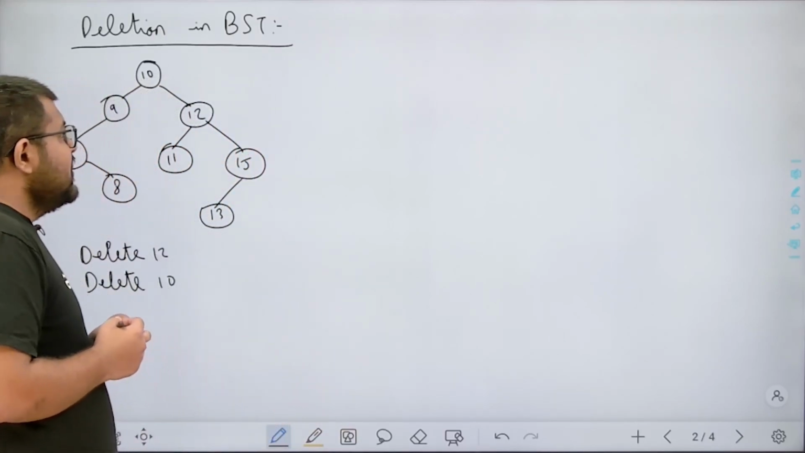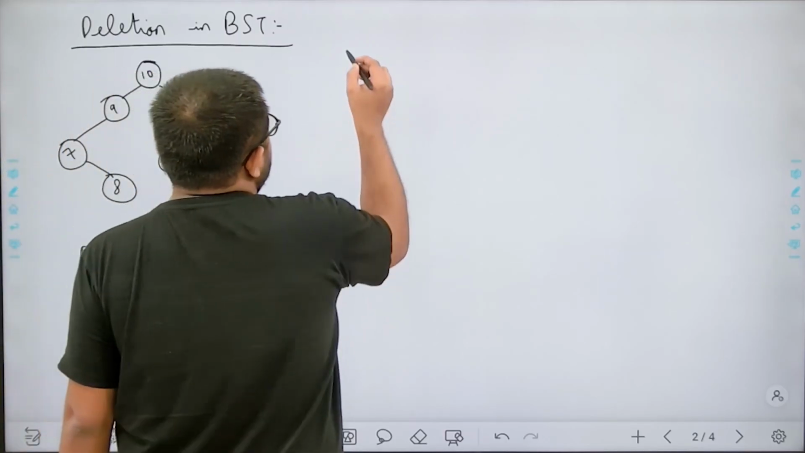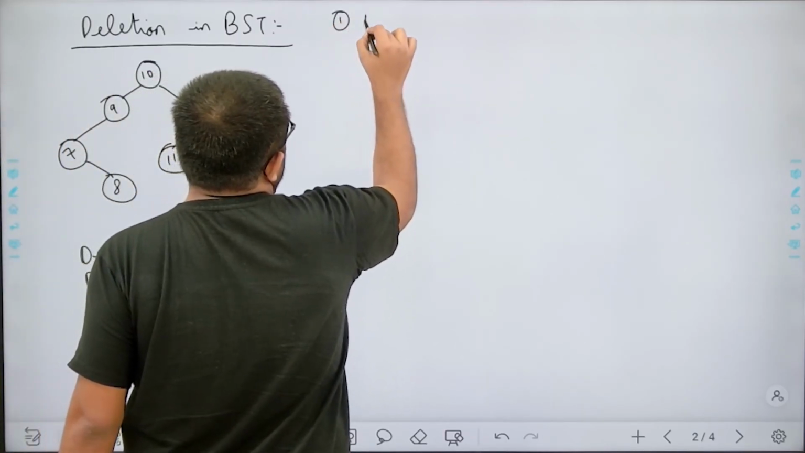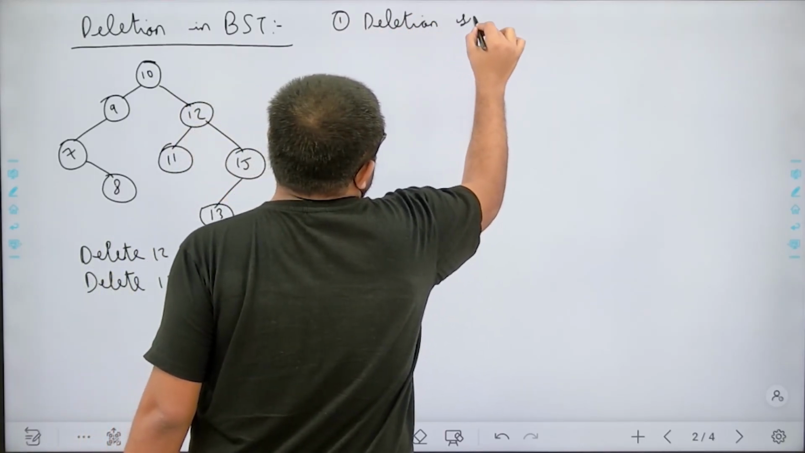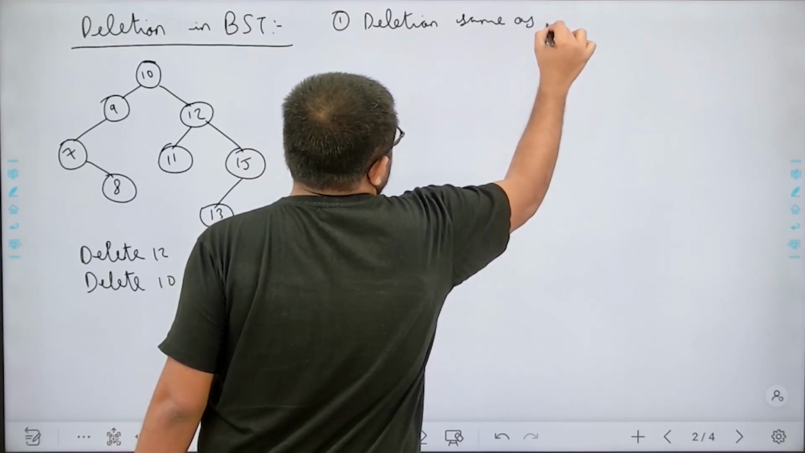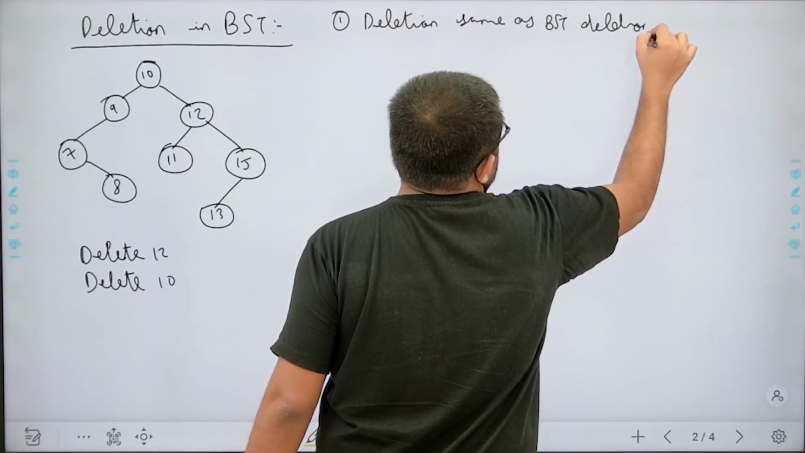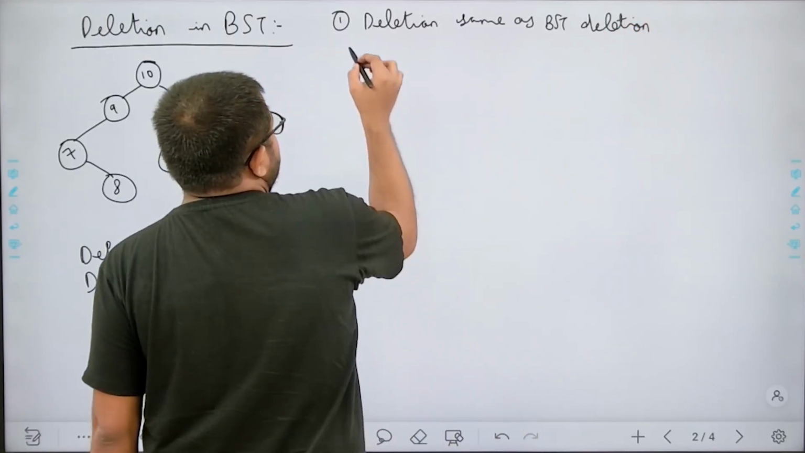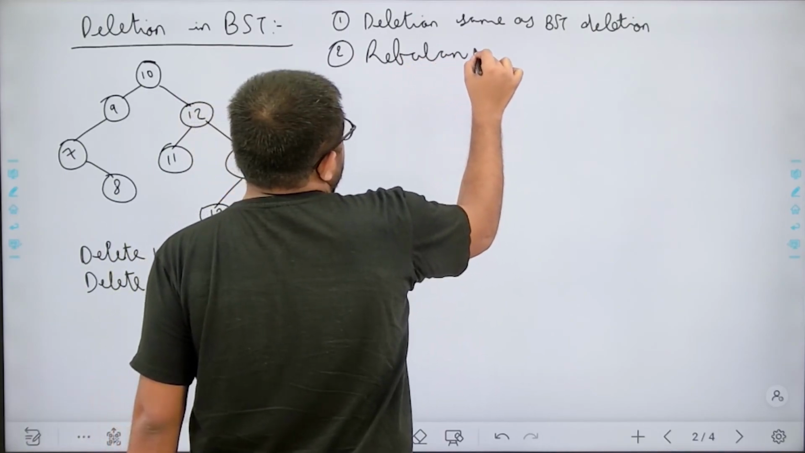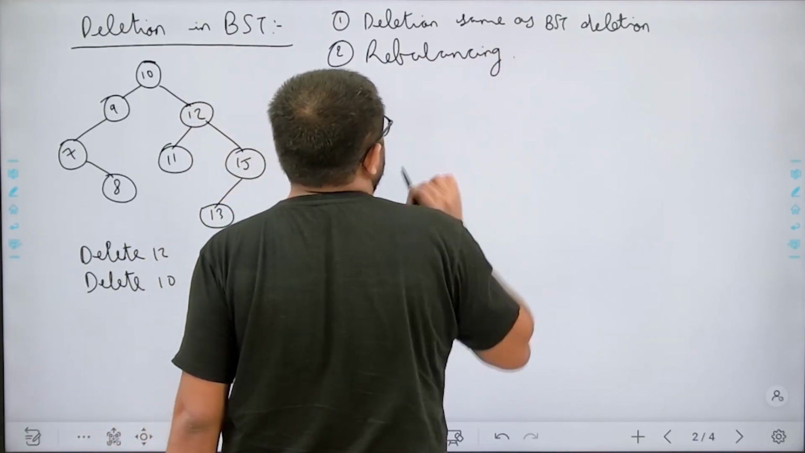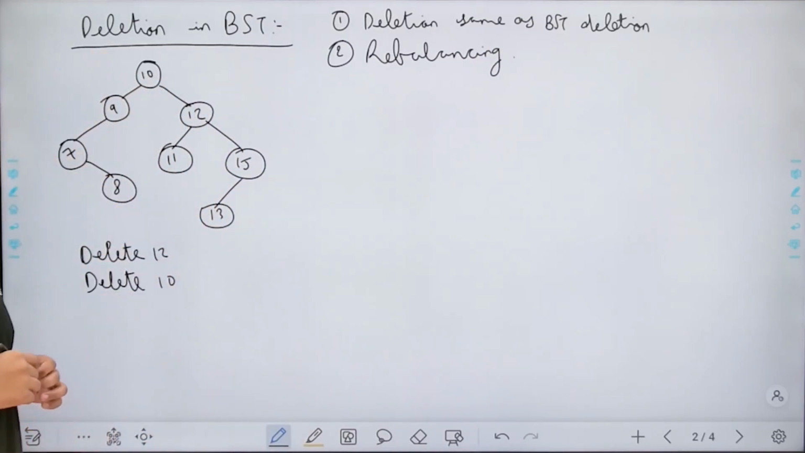So the process of deleting a node in an AVL tree is basically in two steps. First is deletion of the node, same as binary search tree deletion. A node is deleted the same way as we do in a binary search tree. And second is rebalancing the tree, because it is an AVL tree. So first of all, let us understand how we do a deletion in a binary search tree.